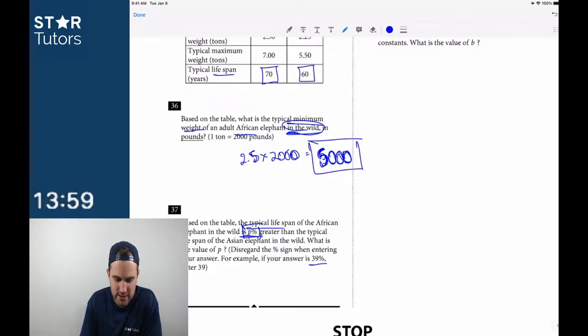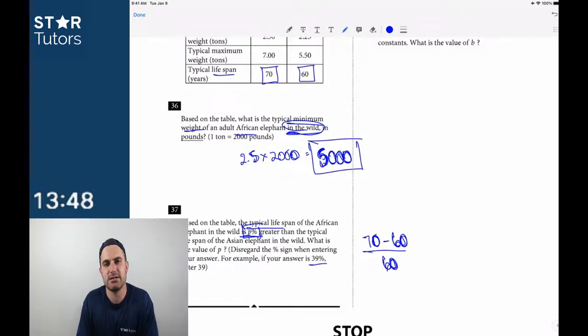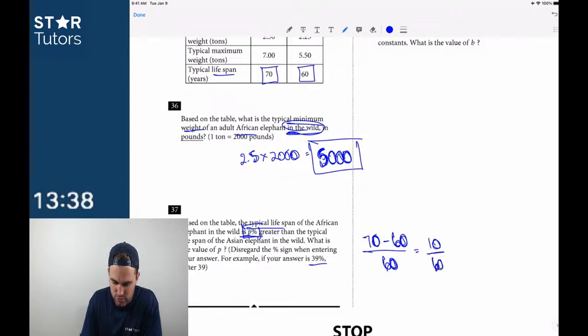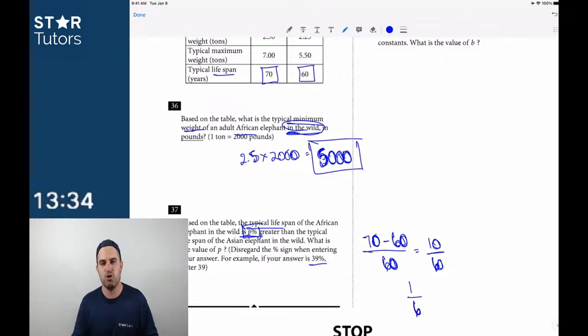African elephant is p% greater. Okay, so guys, here we're just going to do 70 minus 60, over 60, because the 60 is the one we're considering, the Asian elephant, I think. So that would be 10 over 60, which would be 1 over 6. You can plug that into our calculator. You're doing it based on the Asian elephant because it's the percent greater than the Asian elephant. That's what we're looking for.